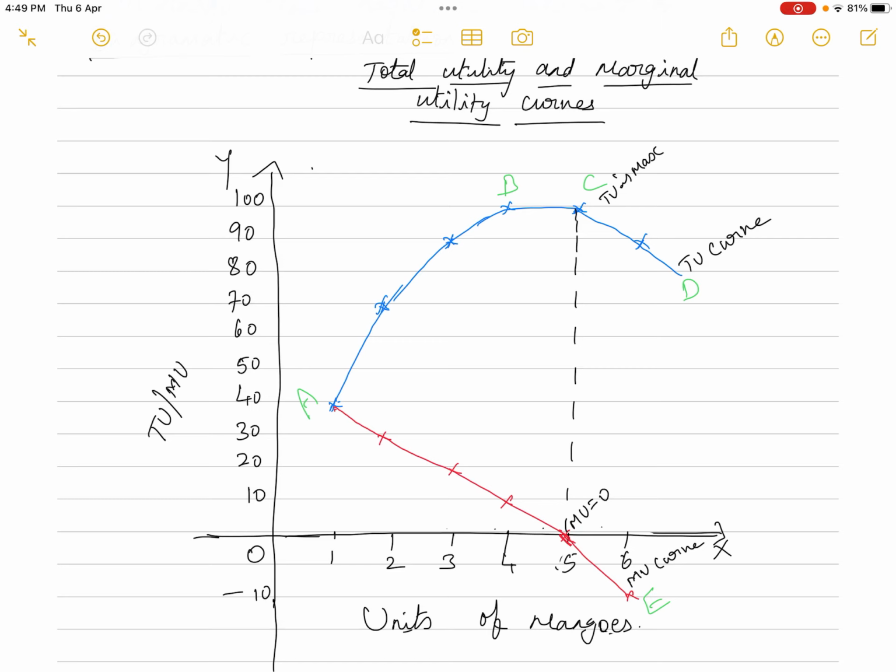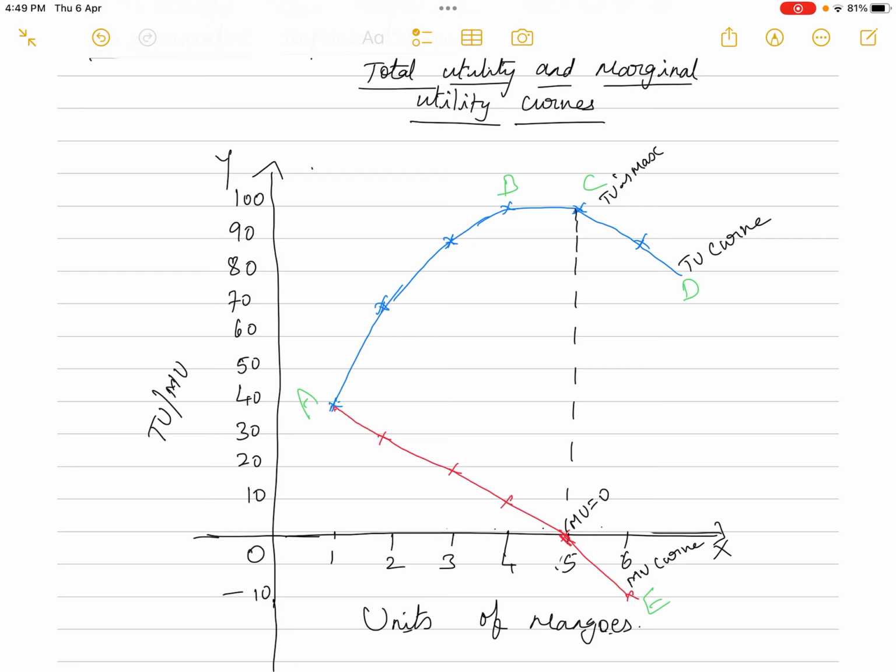So for the sake of convenience, I have named the points with alphabets: A to B, B to C, and C to D. The blue line is the total utility curve, and you can see that it keeps on increasing, reaches the maximum and starts decreasing, and the red line is the marginal utility curve. So A to E.